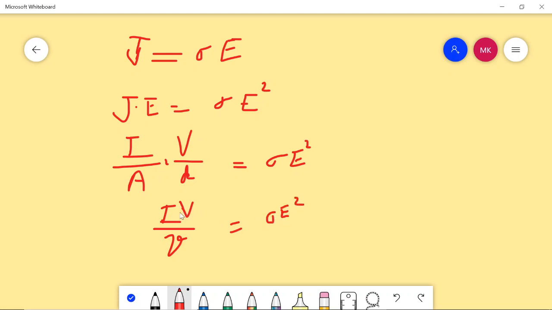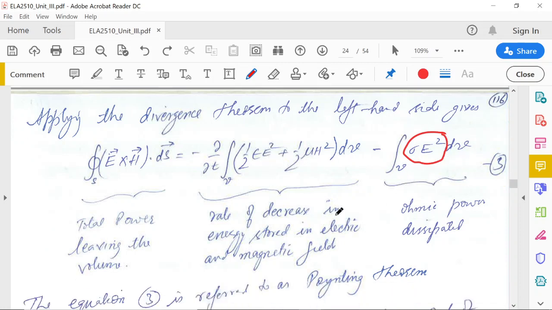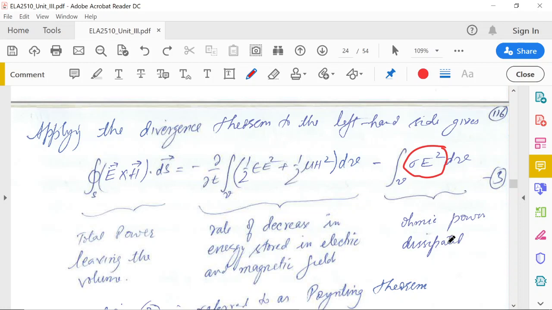And what is this? We know that IV is the power lost in the medium where the current is flowing having a certain voltage V. So you already know IV is the power loss, and this is per unit volume. So it is the power loss per unit volume. This is the power density which is lost due to conductivity. When you integrate this over that volume, that will give you the total power lost in the medium in volume V. Okay. So when you have the lossy medium, then you also have the ohmic losses.